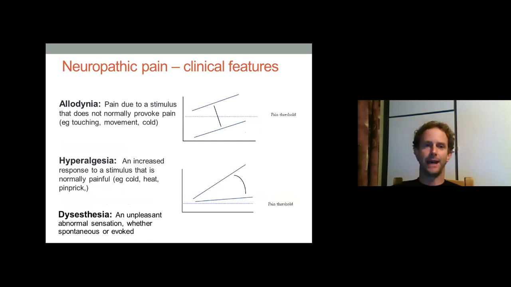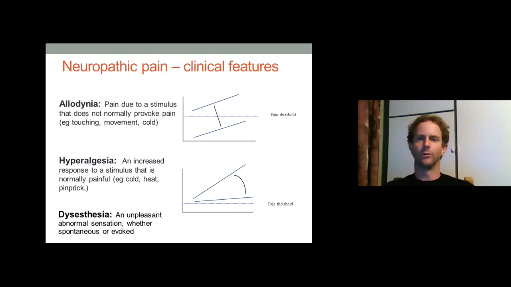So again, a couple of definitions. Allodynia is pain from a stimulus that does not normally provoke pain. Patients with trigeminal neuralgia, for example, will say that just touching their face or cold wind or brushing their hair now causes pain. Whereas hyperalgesia is an increased response to a stimulus that is normally painful. So whether that's heat that's not normally painful is now painful. And dysesthesia is just an unpleasant, abnormal sensation, whether it's spontaneous or evoked.